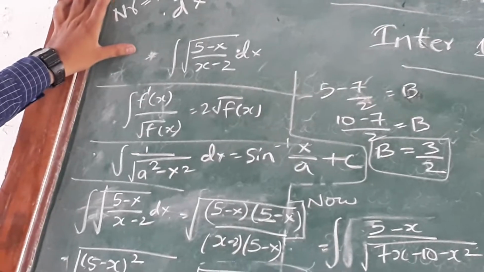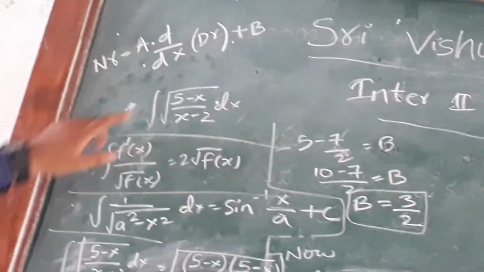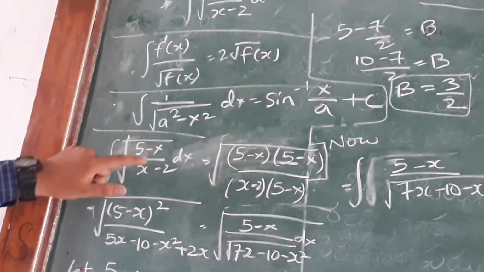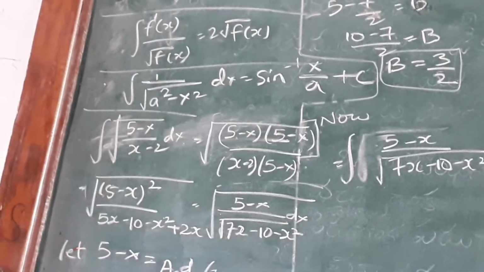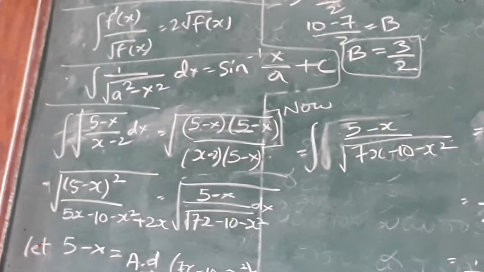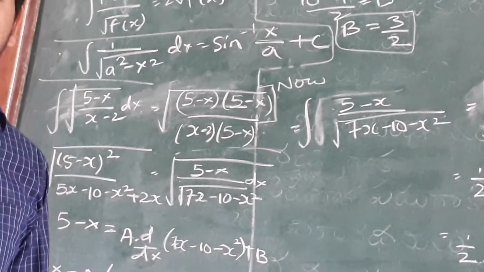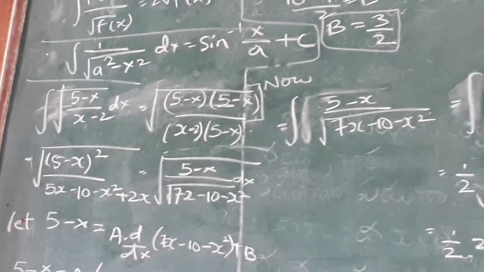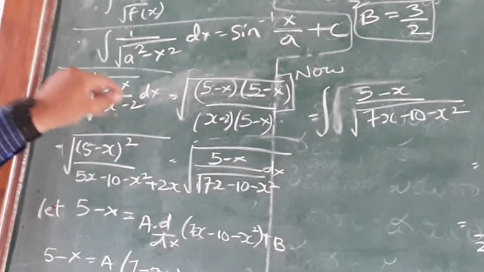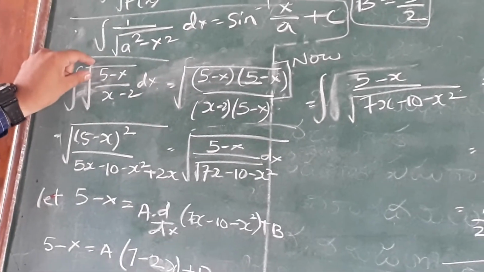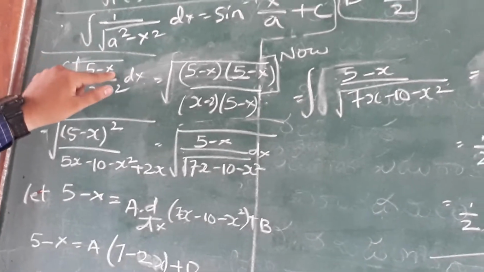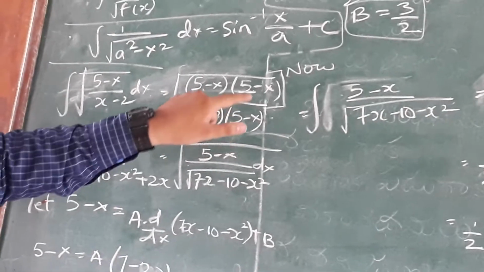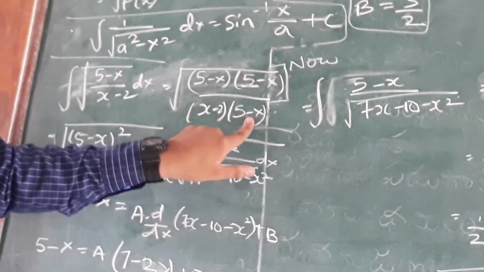Now let's start the problem. So this is the question: integration of under root 5 minus x by x minus 2. First of all, we have to make the root go into the denominator. Root should be removed from the numerator. So what should we do in order to take this root away? First thing, we have to make it a square, 5 minus x whole square. So multiplying and dividing by 5 minus x.